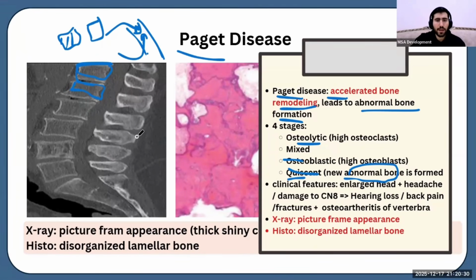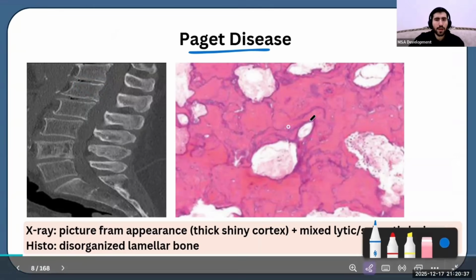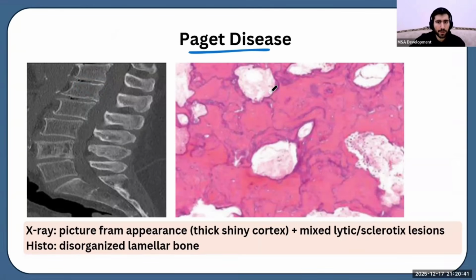Then in the histology, we have a very weird high amount of osteoid that's really disorganized. Okay, so if you remember the normal, we have a very regular lamellar bone and osteoid, but here, see, it's very weirdly structured. That's Paget disease. It's because everything is happening too quickly.